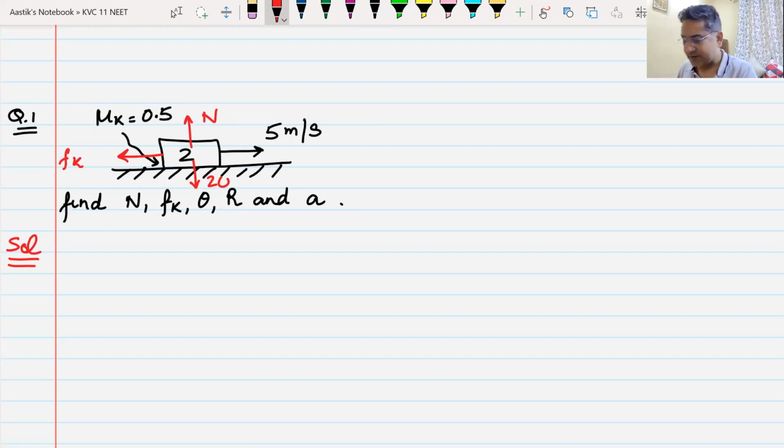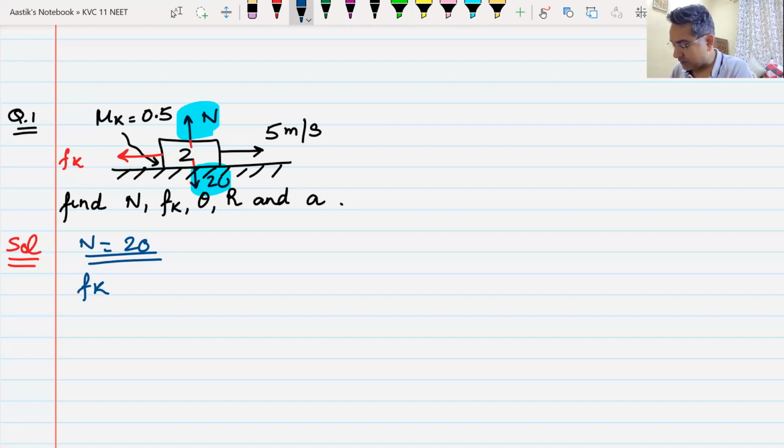Now let us not waste any time and write the equation straight away. You can look at this N and you can look at this 20. So your normal reaction simply becomes how much? Your normal reaction N becomes 20 newtons. Straightforward, the first answer. Now, to get the value of Fk, you just multiply mu k, which is 0.5.